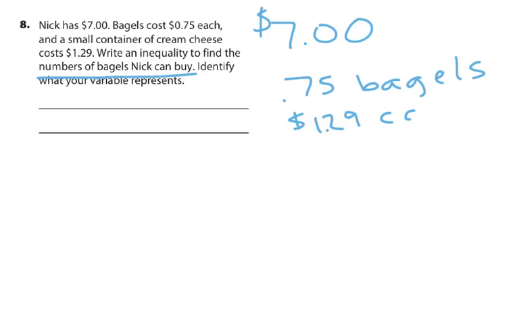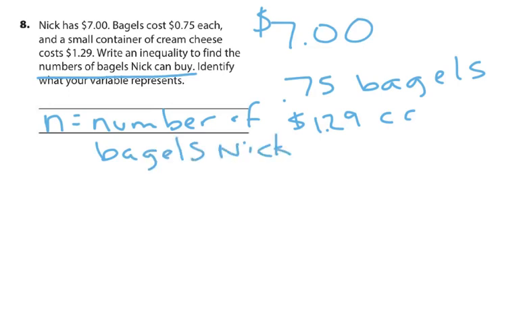Write an inequality to find the number of bagels Nick can buy. What we don't know is how many bagels he can buy. And so I can now come up with a variable that says N is the number of bagels Nick can buy. Make sense? It's our unknown. Okay? So I'm going to reread it again, now that I know I'm going to have a variable of N.